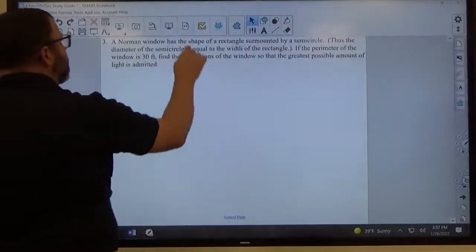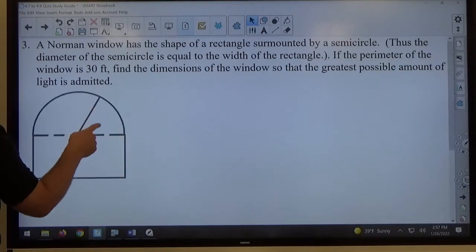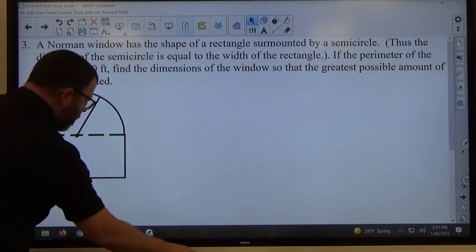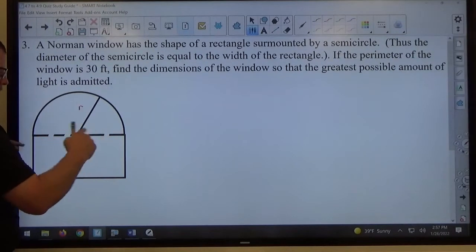Number 3. A Norman window has the shape of a rectangle surmounted by a semicircle. Thus, the diameter of the semicircle is equal to the width of the rectangle. So our Norman window looks like this. Semicircle sitting on top of a rectangle. The radius of the circle going both ways makes a full diameter.